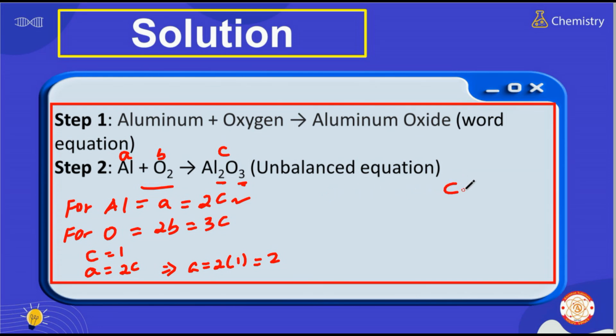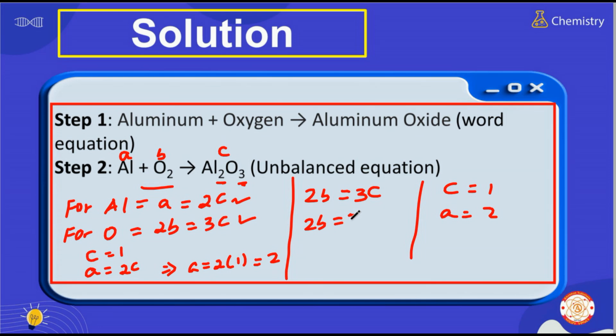Therefore, C is 1, A is 2, and now let's take this. 2B equals 3C, and the value of C is 1, therefore 3 times 1 is 3, which is 2B. Divide by 2 over 2. B equals 3 over 2.